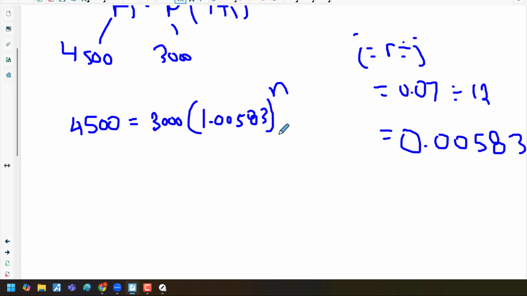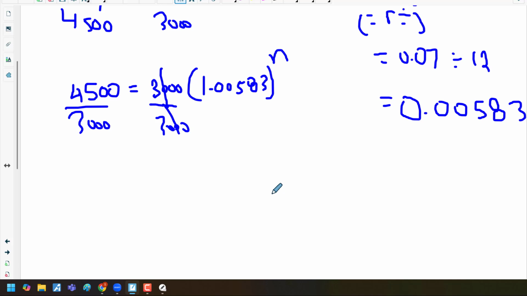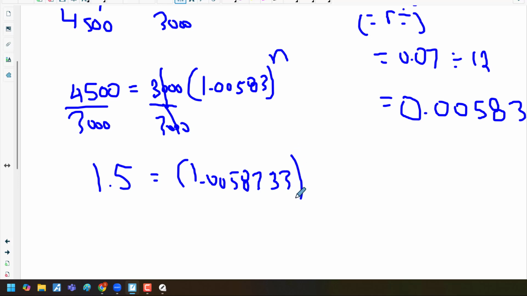Okay, so what do we do? Well, the first step is pretty straightforward. You divide both sides by 3,000. That's kind of the same. That doesn't change. Just move everything over. And 4,500 divided by 3,000 is 1.5. Then the bracket shows 1.00583, and it's actually repeating.